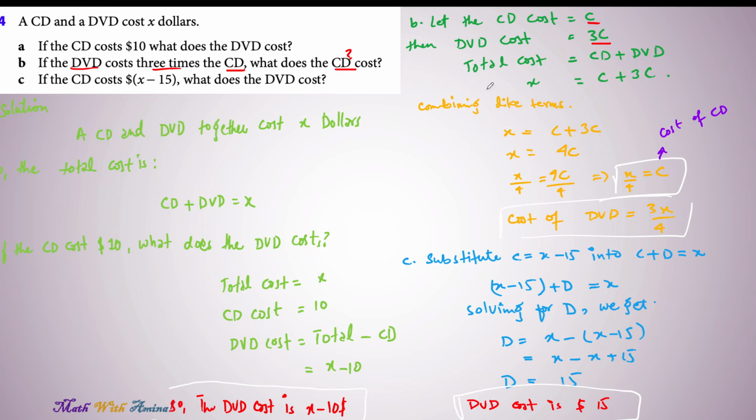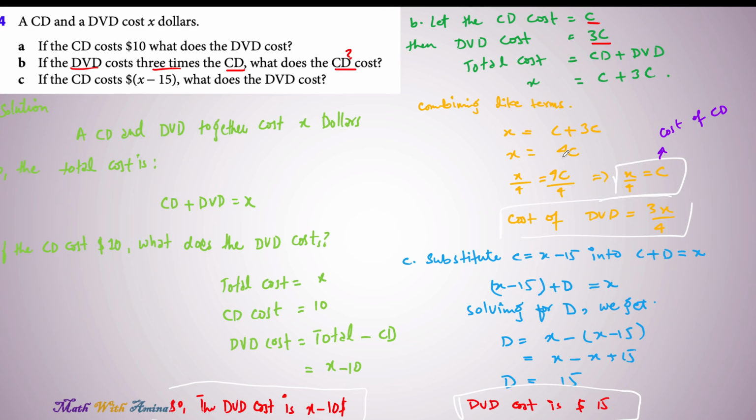In the previous equation we had CD plus DVD is equal to X. In here, X being the total cost is equal to C plus 3C. Combining the like terms, C plus 3C is equal to 4C. So X, the total cost, is equal to 4 times the cost of the CD. Now we are solving the equation to find the cost of the CD.